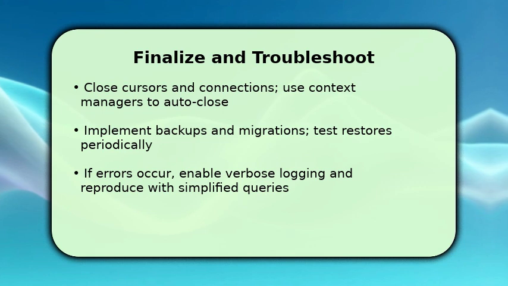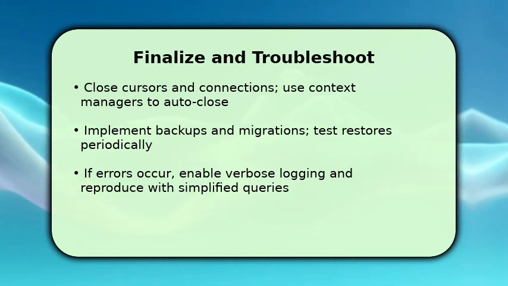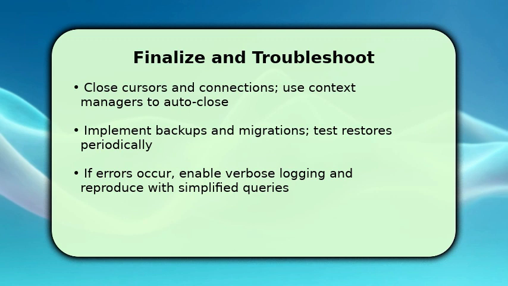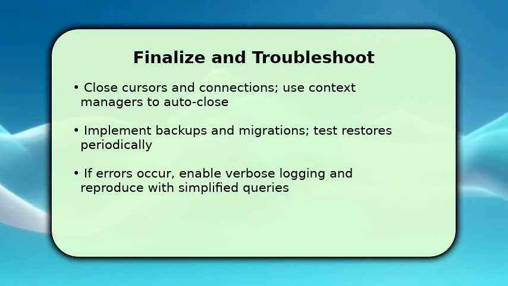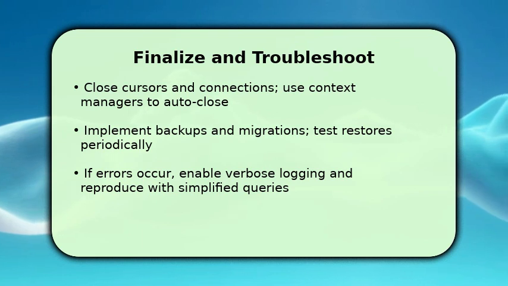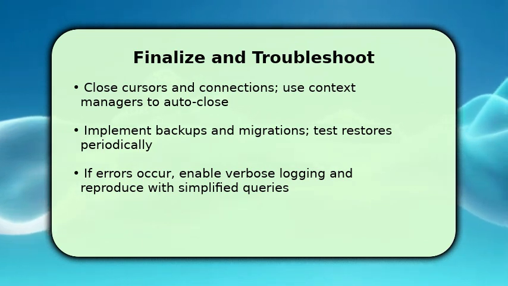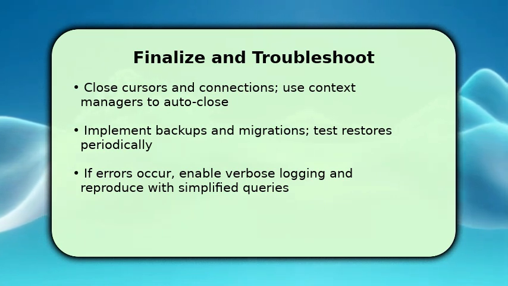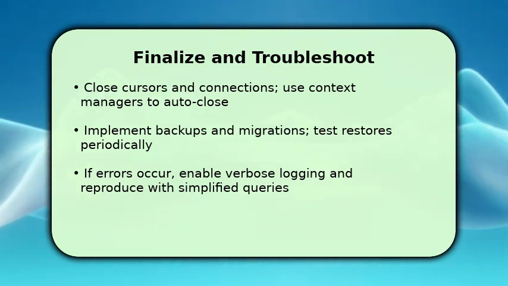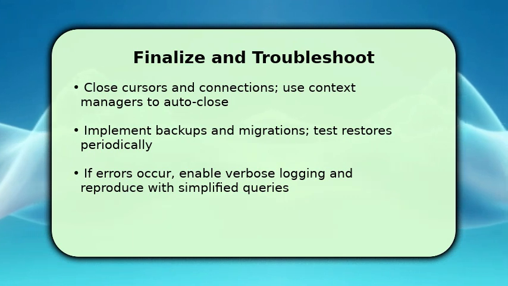Next, set up regular backups and migration tests to ensure schema changes are safe in production. For deployments, run migrations in a maintenance window and monitor slow queries. If something breaks, enable client and server logging, reproduce the problem with a minimal query, and inspect error codes. That reveals permission, syntax, or network issues quickly. Keep credentials rotated and alerts configured so you catch failures early.